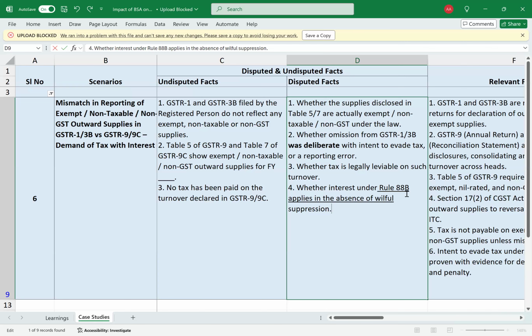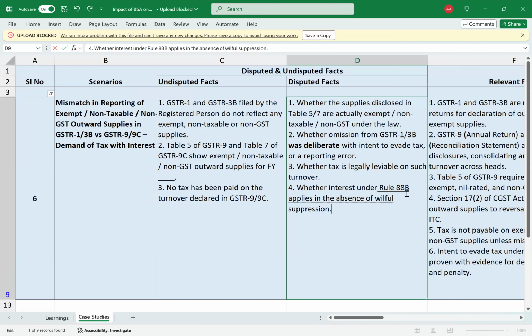So indirectly, we cannot say that there is a suppression, because my calculation has already considered the exempted turnover, and to that extent it has already been reversed. So indirectly, we can say that there is no suppression. It was already disclosed and computed, and tax liabilities are paid. As it does not have any implication, it is already disclosed in GSTR-9 also. So I think even that aspect has to be tested.